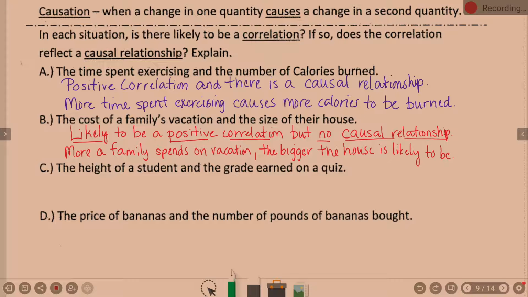We're getting ready to talk about C, please. I'm so nervous. C. The height of a student and the grade earned on a quiz. I think this is no correlation. Why would you say no correlation? Because the height of a student and the grade do not go together. Okay. So what? Tall students get A's, short students get F's? Or is it short students get A's, tall students get F's? Whoa. Hey, I think it's the other way. Okay. So, thus, the point. Tall students get A's. There is no correlation.